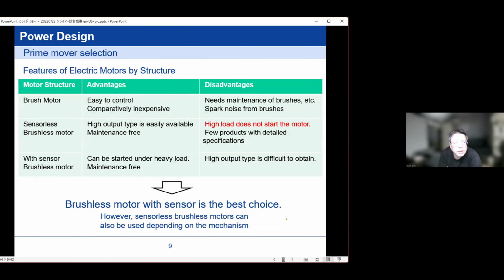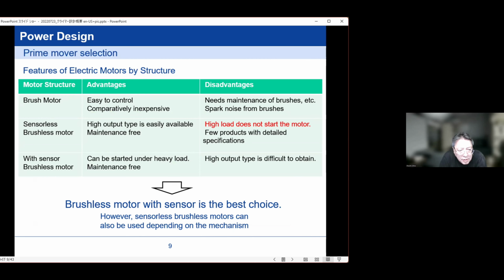I'll continue with power design. First of all, we'll talk about electric motors, because basically, climbers are powered by electric motors. So I'll introduce you to electric motors. There are three types of motor structures: brush motors, sensorless brushless motors, and brushless motors with sensors.